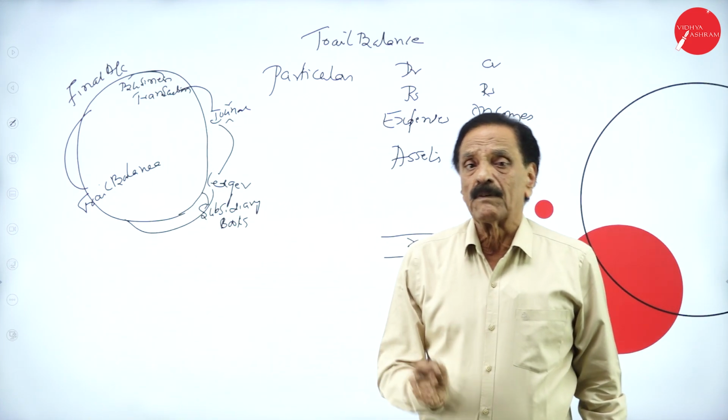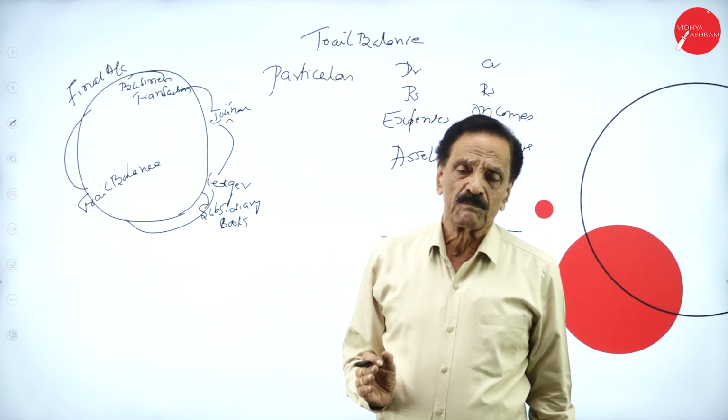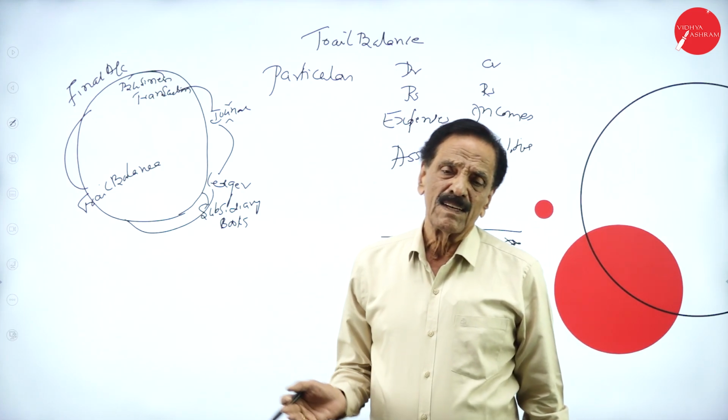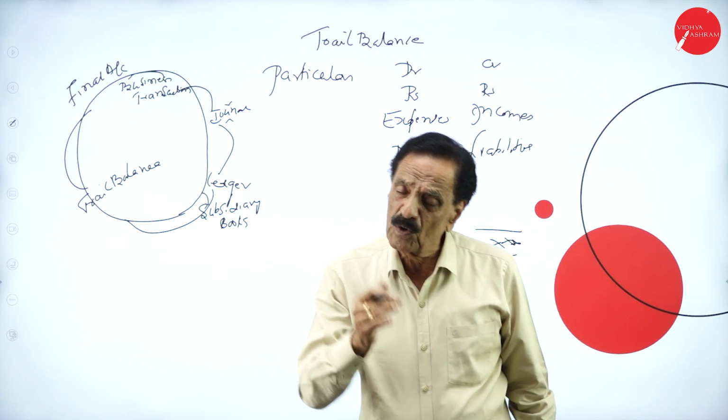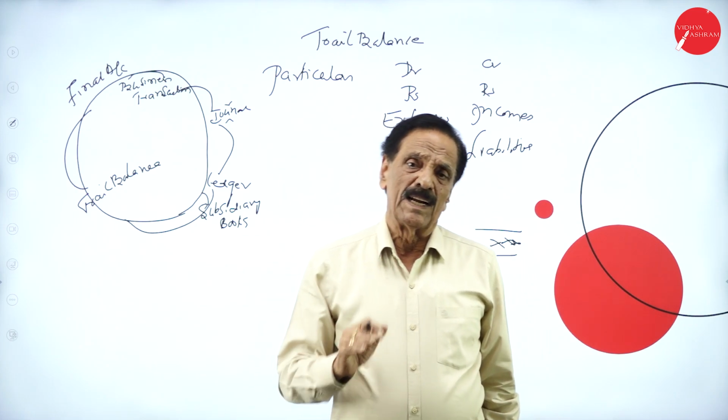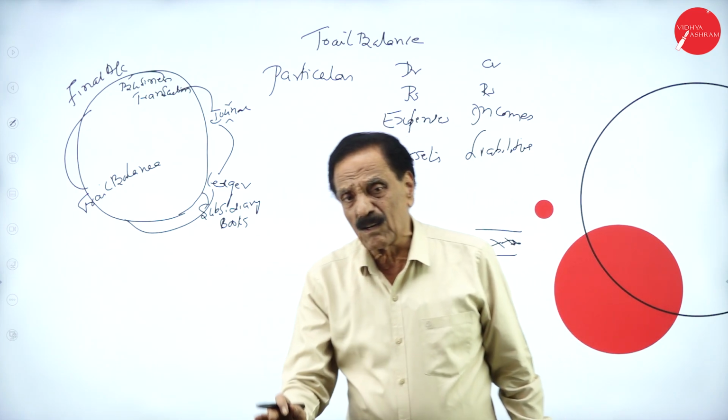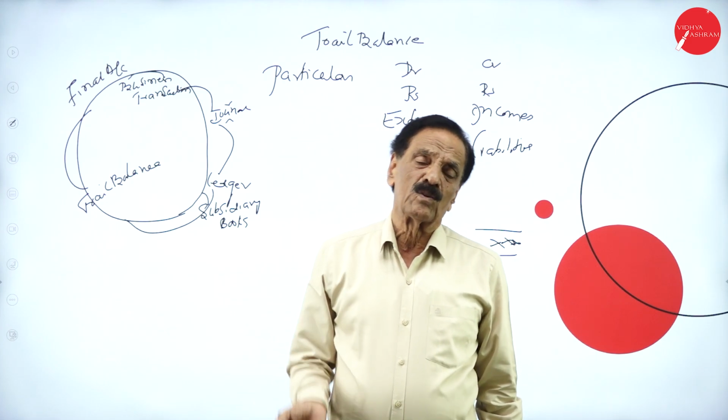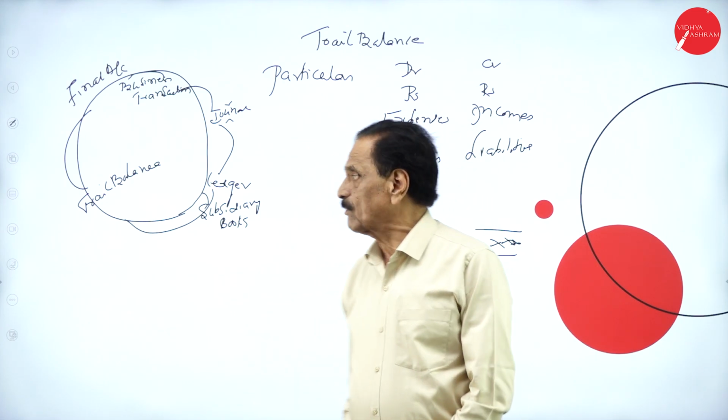I will tell you the format. Which are the accounts we are going to prepare? One is called the trading account, another is the profit and loss account, another is the balance sheet. I will give the format of the trading account, the profit and loss account, and the balance sheet. We'll move on to the format.